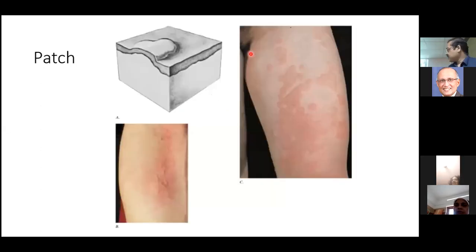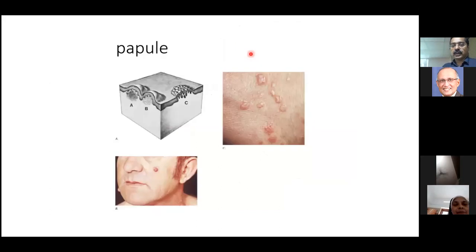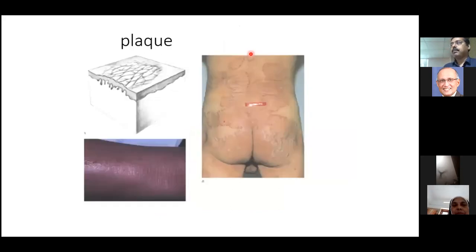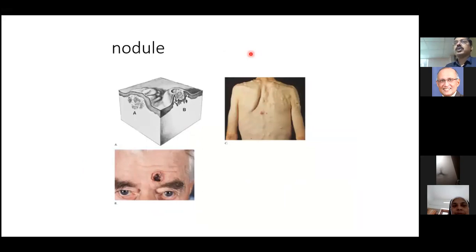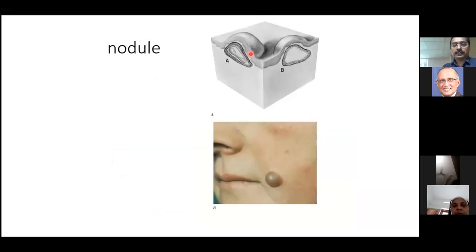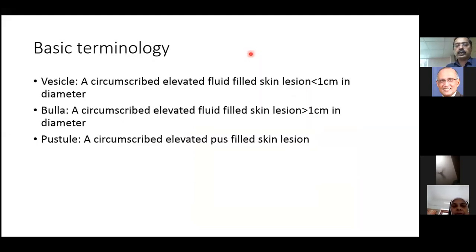The second is a patch, where it is larger than 1 centimeter in diameter. And again, it is largely an upper dermal reaction, which might lead on to a size larger than 1 centimeter in diameter. A papule, this is how a papule will present: a solid elevated lesion, less than 1 centimeter. A plaque is larger than 1 centimeter. A classical case would be a psoriatic plaque. And a nodule, neurofibromatosis would be a classical example of a nodule, or this intradermal nevus.